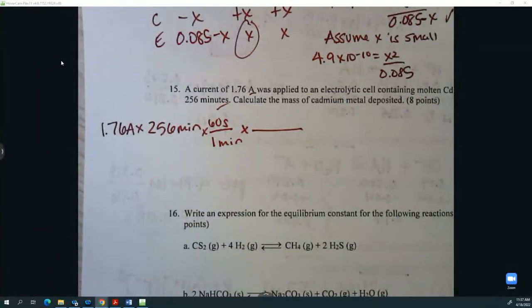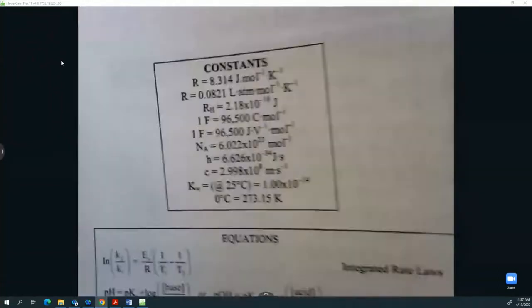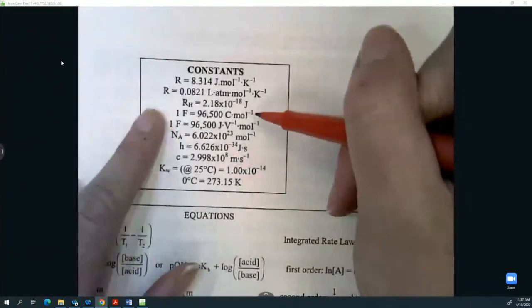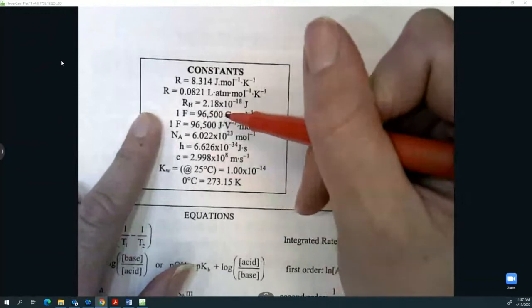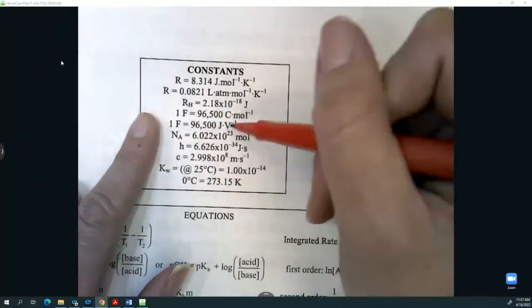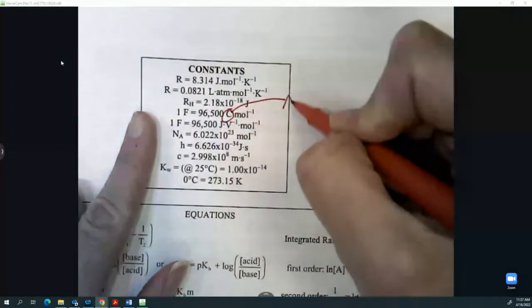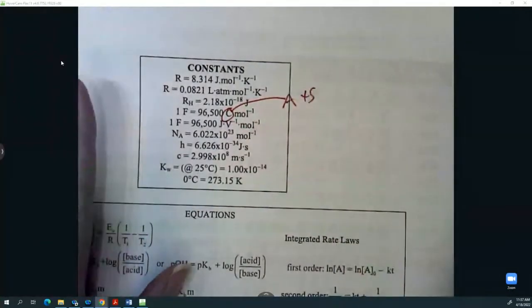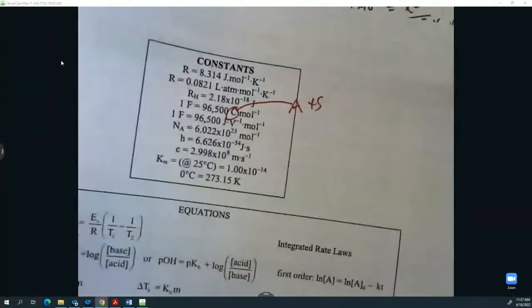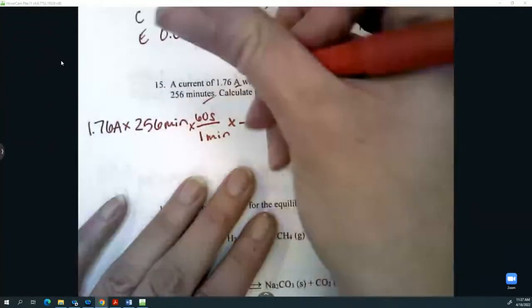Once I have amps times seconds, then I can use Faraday's constant. And going back to what you have available to you on the equation sheet, we talked about this. Faraday's constant is here in one place, in two different units, but neither of them is really how we're going to get the most use. Another way of saying coulombs is amps times seconds. I'm going to write it out as amps times seconds, however you want to think about it though.